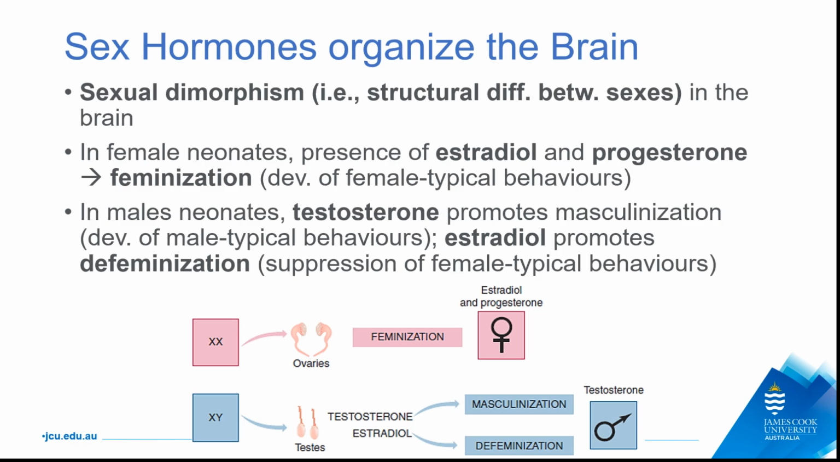So in female neonates, the newborns, we have estradiol and progesterone, and that leads to feminization. Feminization and masculinization refer to sex-typed behaviors, behaviorally oriented. In male neonates, testosterone promotes masculinization. And estradiol, yes, we do have estradiol, promotes defeminization. That's kind of inhibitory, suppressing male-typical behaviors.